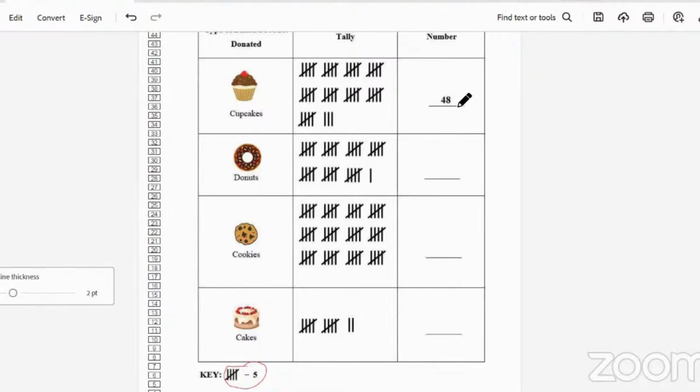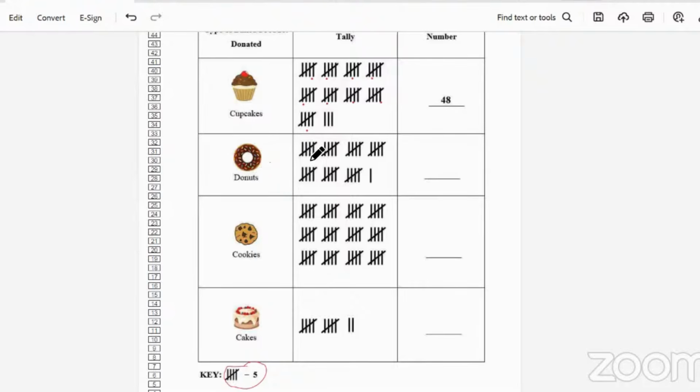So we have cupcakes already done. Let's look at what they did. Just to, as I said, this is the example. 5, 10, 15, 20, 25, 30, 35, 40, 45, and then 3 singles, that's 48. That's how they got 48.